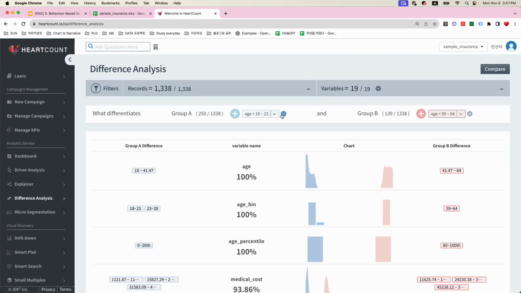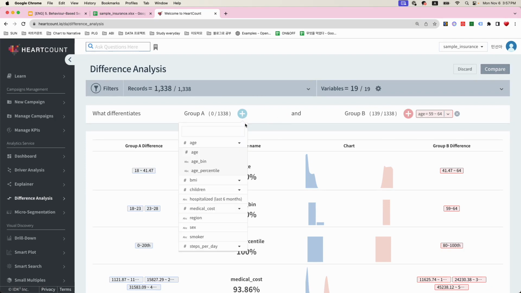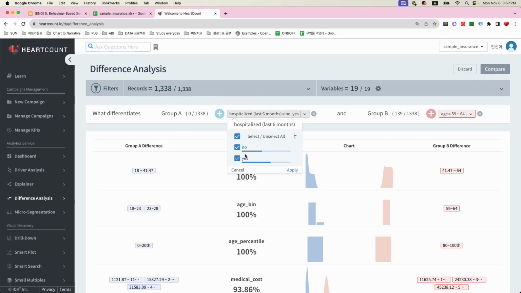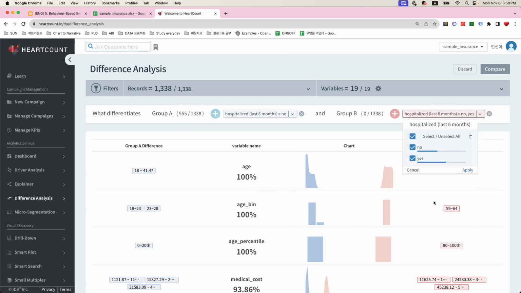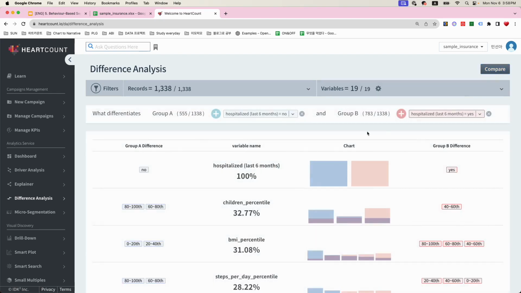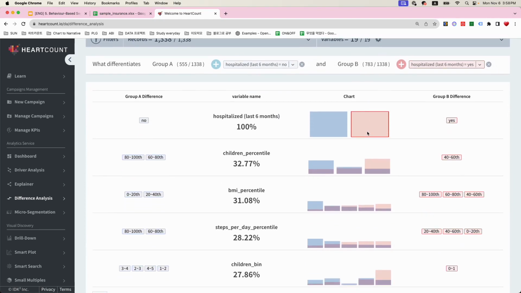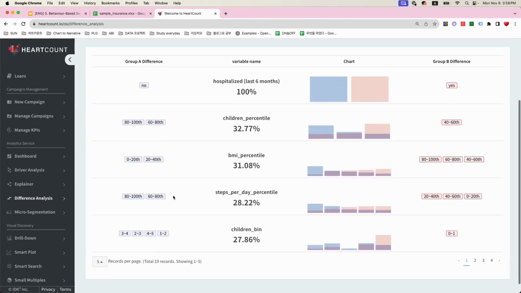Okay, on one side, we have those who were not hospitalized in the last 6 months, considered the healthier group. On the other side, marked in red, are those who have been hospitalized at least once in the same period. We aim to compare the statistical characteristics of these two groups. So let's take a brief look at the results.